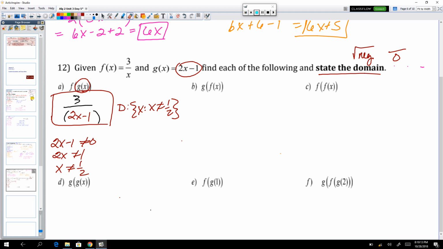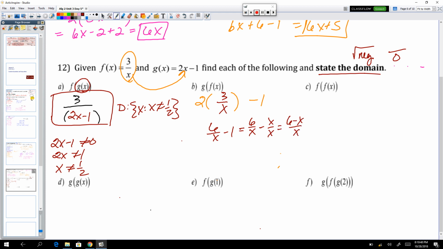Now, part B asks us to go in the other direction. We're going to take f of x and input it into g of x. We're going to take the f function and put it into the g function. This one simplified can be 6 over x minus 1. We'd love to put these into one single fraction, so we can turn this into 6 over x minus x over x, or 6 minus x over x, so that we can have a single fraction simplified. What rule can we break? Hopefully you see that x cannot be 0. We can't be dividing by 0, but there's no chance of taking the square root of a negative, so that's the final on that.